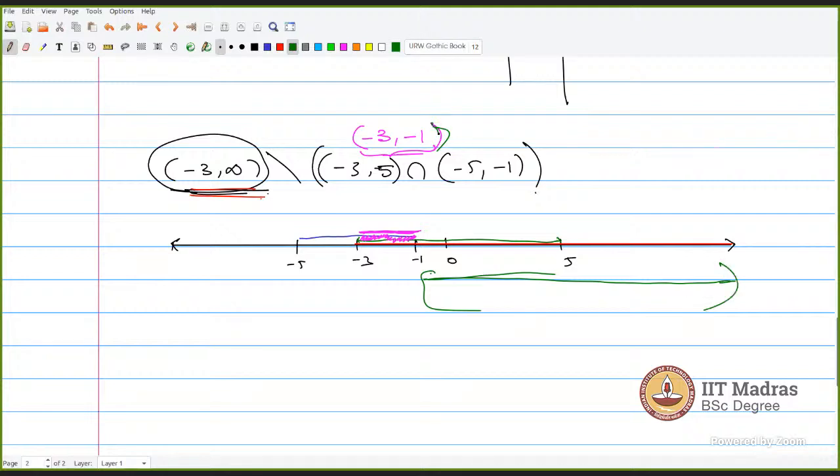See, here I am not subtracting -1. This is an open interval. So I am subtracting till before -1. Therefore -1 will be included here. I am not going to subtract -1. That is why -1 to infinity comes.